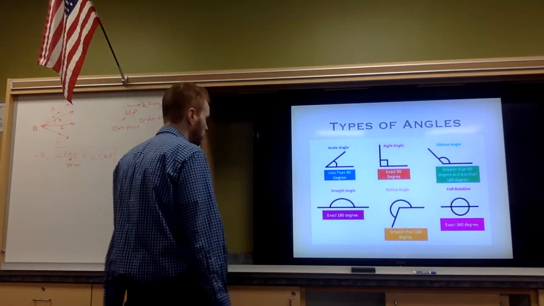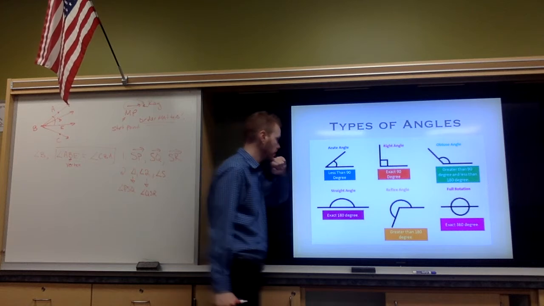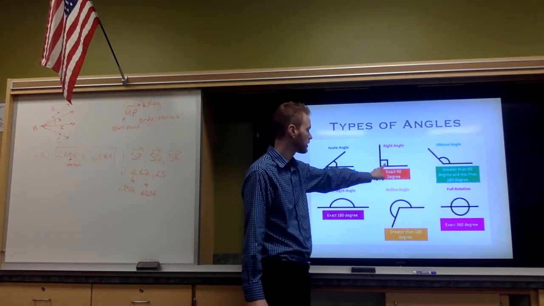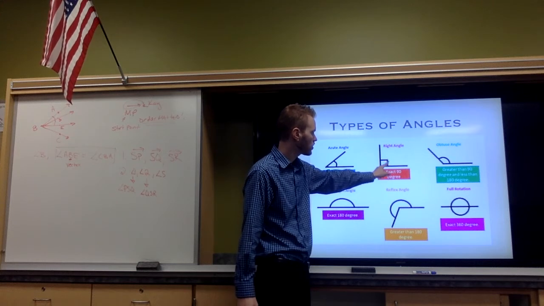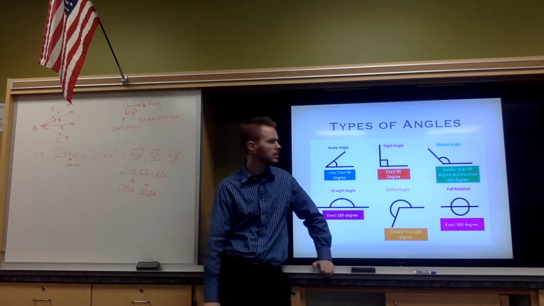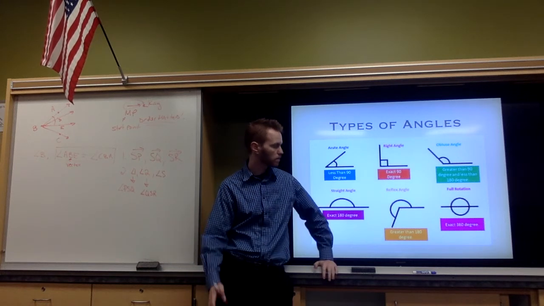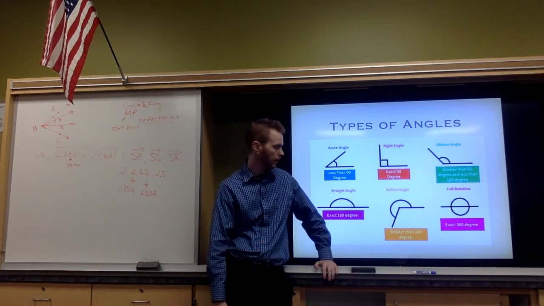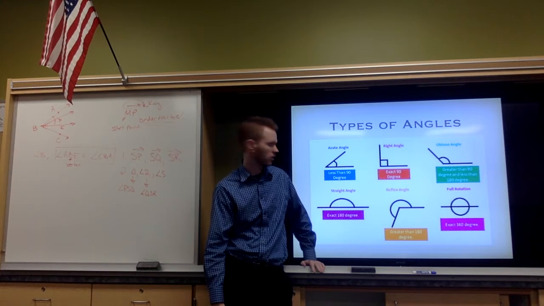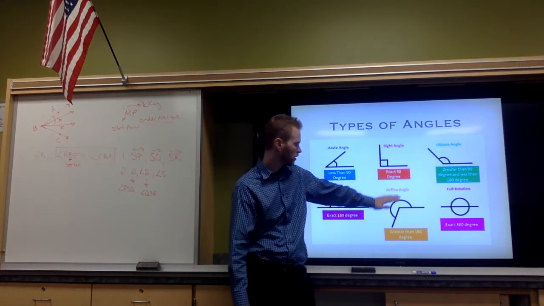Types of angles. This should sound familiar. An acute angle is less than 90. And these are all adjectives. That's all it is. A right angle has 90 degrees exactly. It also is represented by that square. Anytime you see that square or box, it indicates that that's a 90-degree angle. Obtuse is bigger than 90, but less than 180. A straight angle is exactly 180 degrees. A reflex angle is greater than 180.